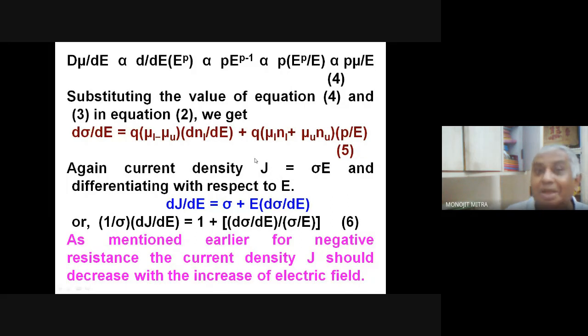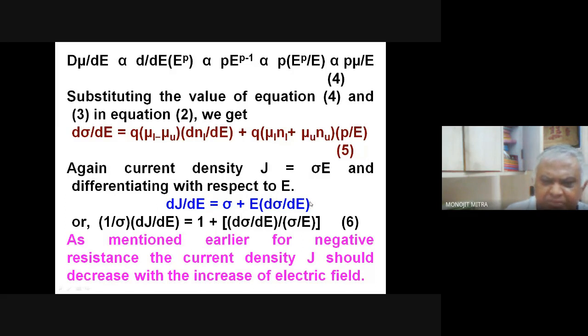So J equals sigma E, and we have taken the differentiation of J with respect to E, because I told you our objective is to see whether dJ/dE is negative or not. dJ/dE negative means dI/dV is negative. So dJ/dE equals sigma, which remains constant, times 1, plus E times dσ/dE, because sigma is varying with electric field.